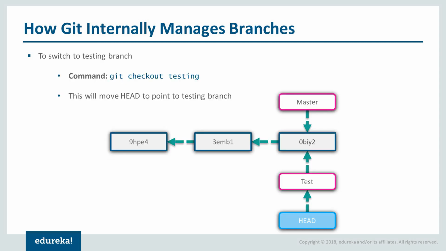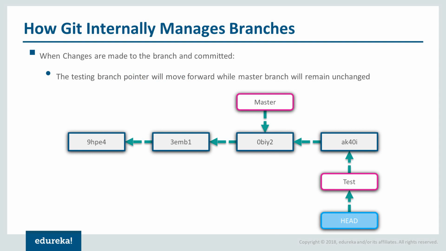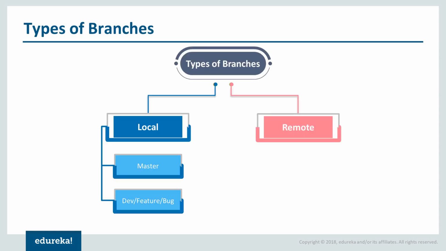Now, if we check out a new branch testing, then head will move to the last commit of the testing branch. And when we make additional commits in the testing branch, the head, or the pointer, will move forward. So there are two types of branches, local branch and remote branch.